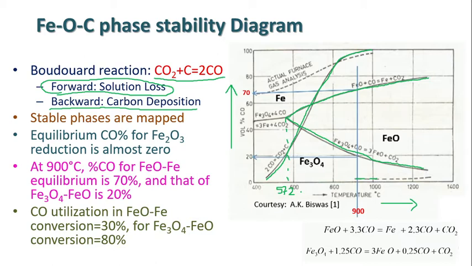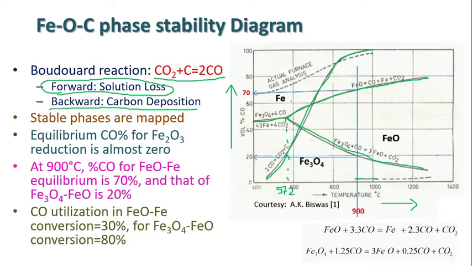That indicates that the reduction below this temperature doesn't produce FeO. That means Fe3O4 is reduced to Fe in this temperature zone. Before this node, the Fe3O4 will be reduced directly to Fe rather than going through the steps Fe2O3, Fe3O4, FeO and Fe. It will go directly from Fe3O4 to Fe. So if we choose any line, it will give us the equilibrium percentage of CO at a particular temperature.